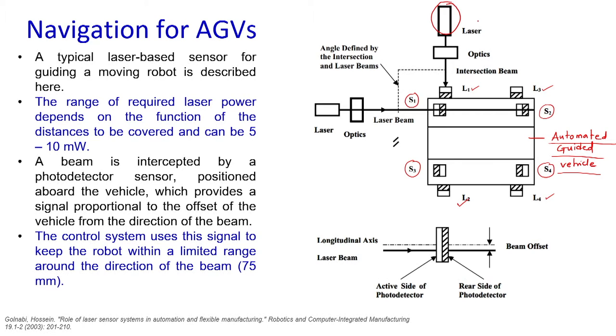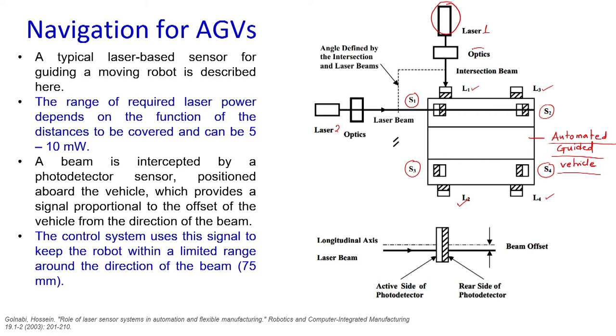If it is offset, then in that case the signal can be given to the control of the AGV and the controller will be taking action accordingly. So here you can see we are using two lasers, laser number 1 and laser number 2, and the orientation of these two lasers is orthogonal to each other.